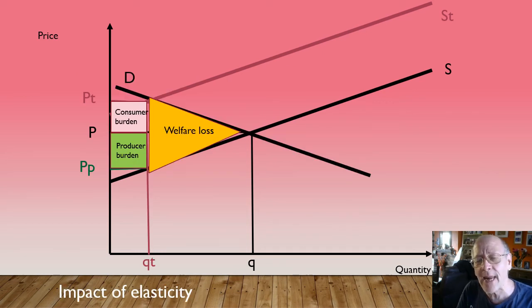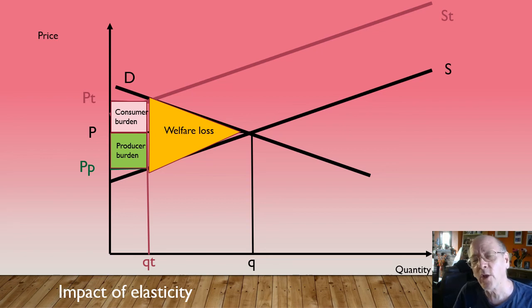But what about the impact of elasticity? Remember, that was one of the things that the spec was looking for. So this diagram here is exactly the same one as we had before, except now I've got a more elastic demand curve. You can see there the welfare loss is a lot higher, the producer burden is higher, but the consumer burden is lower. You'll notice that the quantity being traded goes down quite a lot from Q down to QT. So with an elastic demand curve, the burden is more on the producer.